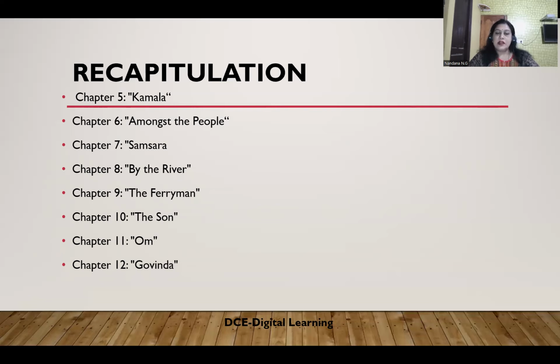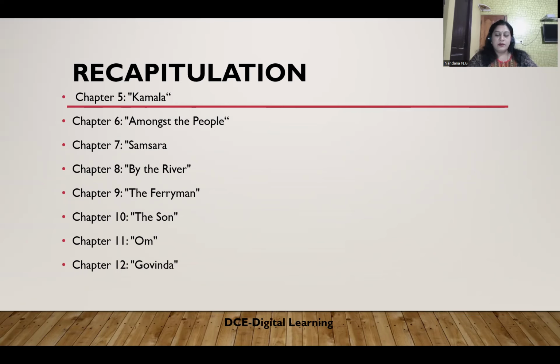Chapter 6 is titled Amongst the People. We can see here how Siddhartha's Samana-like qualities are leaving him. He's involving himself more and more in the corrupt materialistic world. Samsara, as the title itself suggests, shows Siddhartha right in the middle of all the domestic trials and tribulations. At the end of chapter 7, he starts feeling nauseated with himself. He realizes that it is time to let go of this corrupt materialistic world and return to the spiritual world.